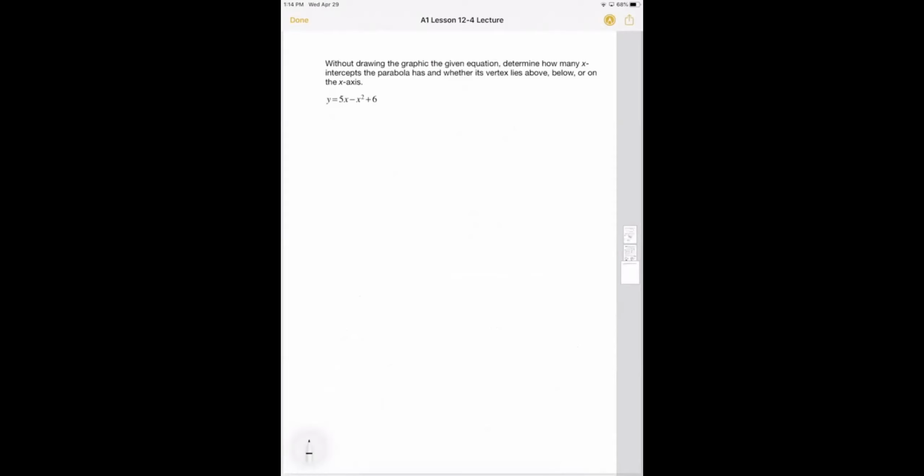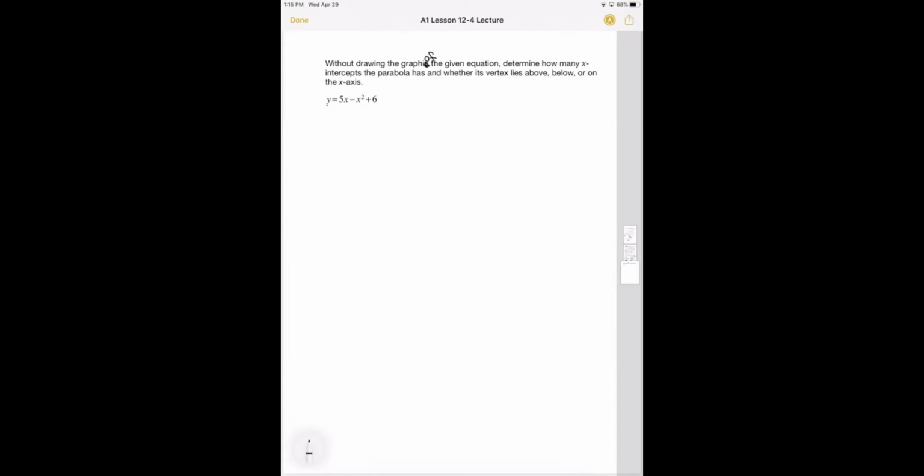Without drawing the graph of the original given equation, determine how many x-intercepts the parabola has and whether its vertex lies above, below, or on the x-axis. Okay, now we're going to not graph it. We're going to show our work by first showing the discriminant, and we're going to figure out how many x-intercepts it has, which is going to match how many solutions the equation, the sister equation or the cousin equation, would have.